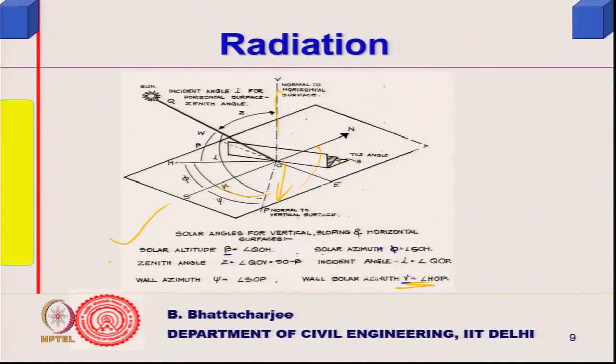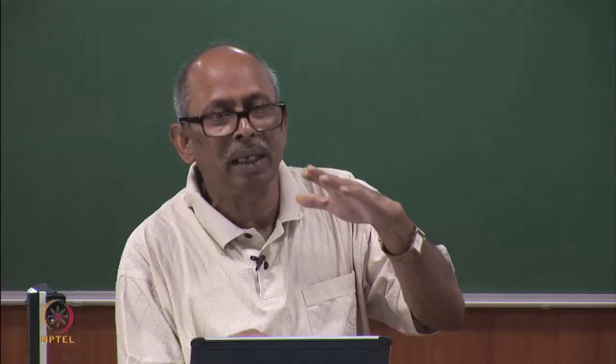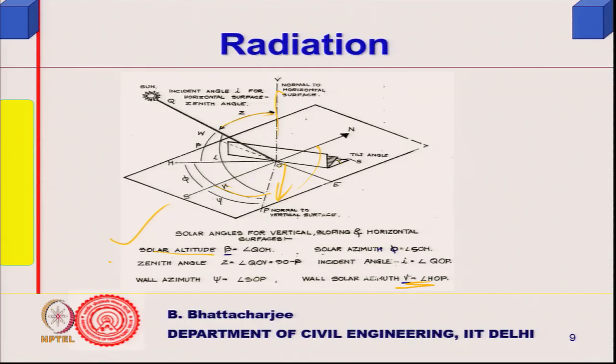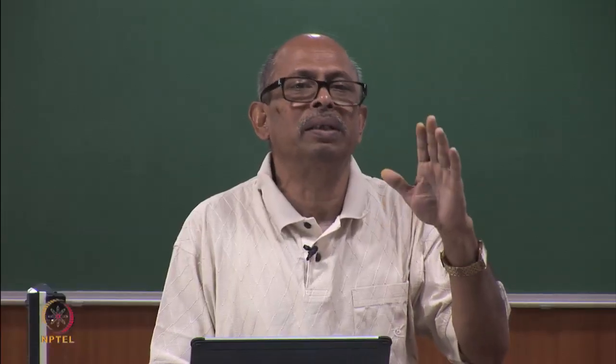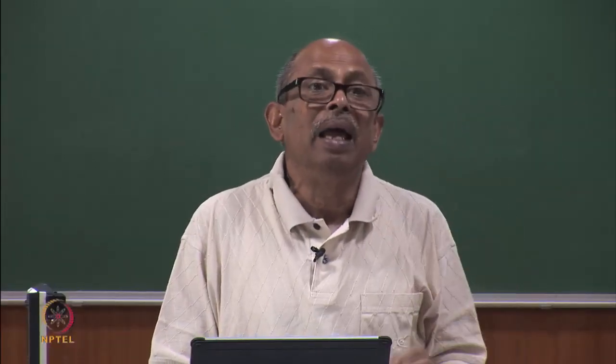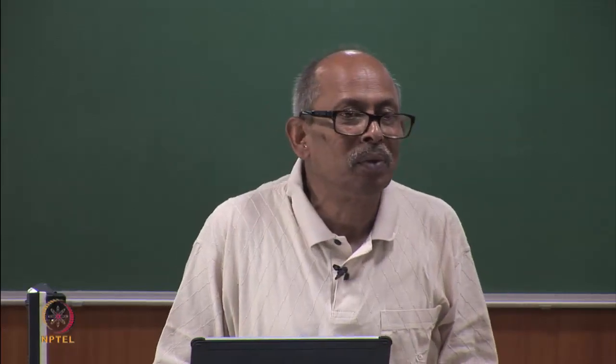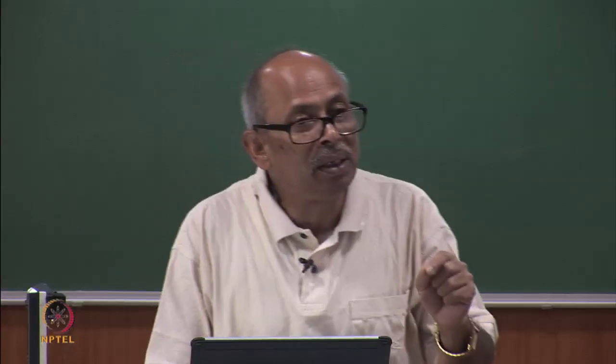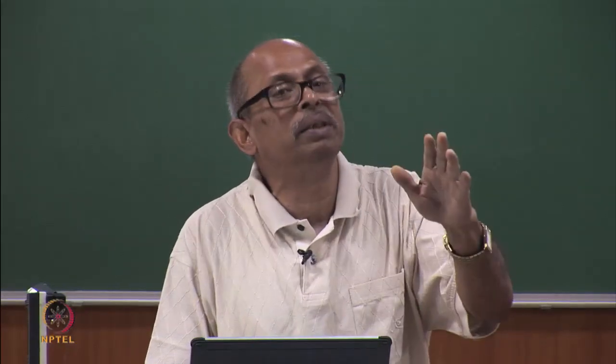Zenith angle is the angle the sun's ray makes with the vertical, that we call the zenith angle. So, solar altitude, zenith angle, solar azimuth, and wall azimuth I have defined. Now, one more angle I should define, the relationship between vertical surfaces and the sun's ray, the incident angle. What is the incident angle? Incident angle is the angle between the sun ray and the normal to the surface.